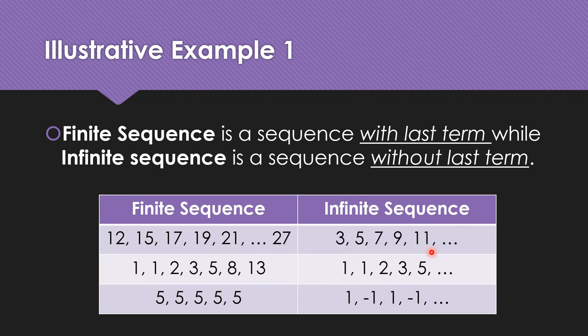Compared mo dito na wala siyang nilagay na next number or after the ellipsis, ibig sabihin, continuous yung ating pagbibilang ng terms or ng pattern dyan dun sa ating sequence. So, therefore, kaya siya categorized as infinite sequence. So, ganun din yung nangyari dito sa baba. We have 1, 1, 2, 3, and 5, followed by an ellipsis, and then we have 1, negative 1, 1, and negative 1, followed by an ellipsis. So, therefore, itong tatlong to is an example of an infinite sequence.